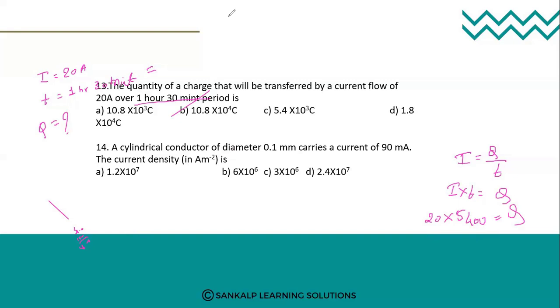Yes, I'll give you 1 minute. Go for question number 14. A cylindrical conductor of diameter 0.1 millimeter carries a current of 90 milliampere. The current density is. So copy 13, try 14. I'll give you 1 minute.